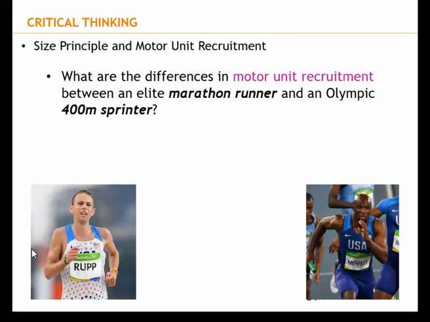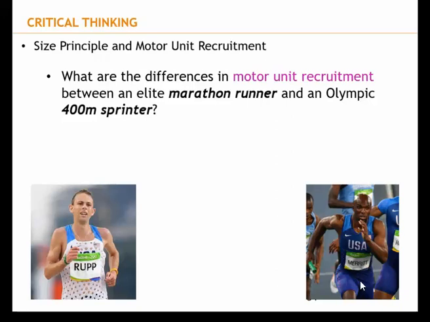Okay, last slide, and this part here is again where I would turn it over to the class and you guys would talk about what you think the difference is between motor unit recruitment of a marathon runner. Here's Galen Rupp, our marathon runner, and then LaShawn Merritt is our 400-meter sprinter. So y'all are just talking about the differences. This is going to help you answer your critical thinking on chapter 5, or on the assignment, but I'm not really going to give you the answers. I'm just going to tell you what to think about.